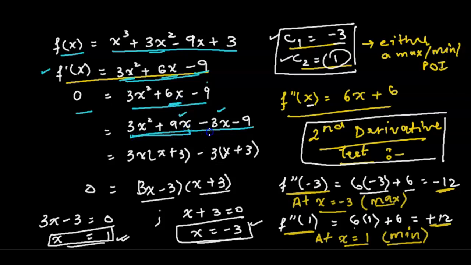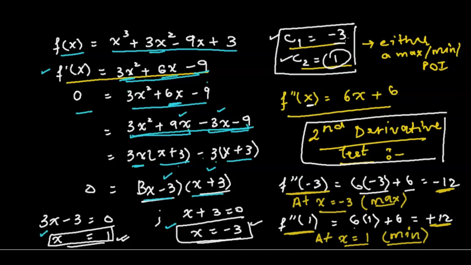When we factor it further, we are able to get 3x out, and that gives us (x + 3) minus 3, which gives us (x + 3) again. So the final factors that we have are (3x − 3) and (x + 3). The product of these two factors is equal to 0, and we use each of these to find the x value. x = 1 and x = −3. These two are our critical numbers.